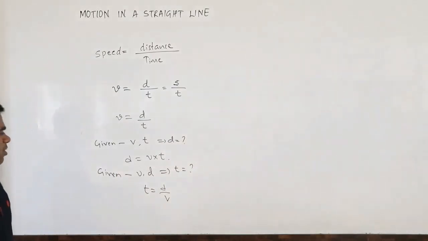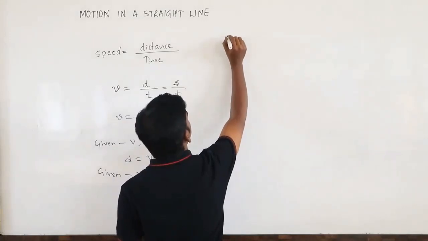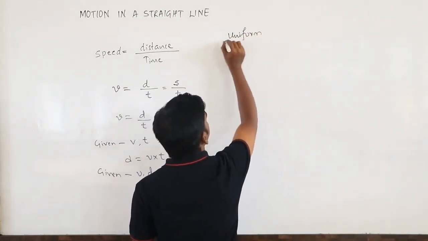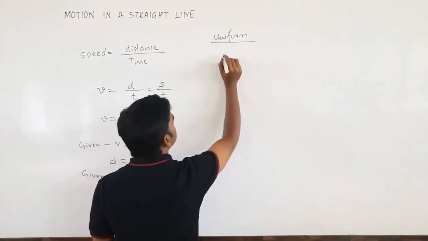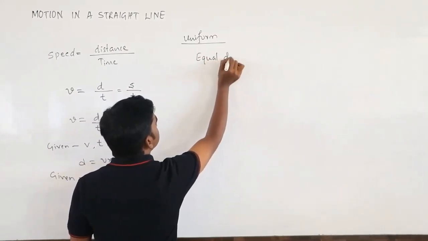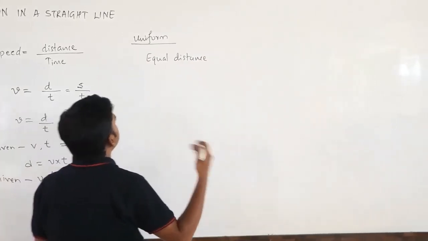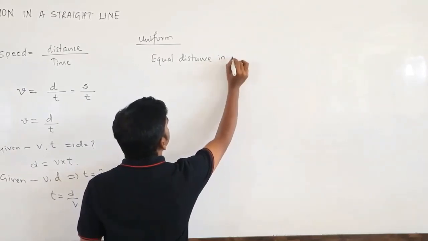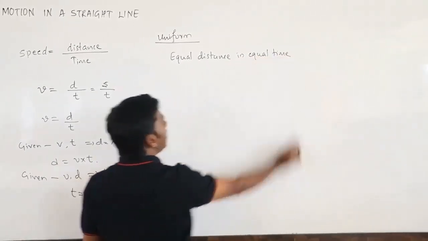Okay. So we have also discussed the types of speeds. That is uniform speed. Uniform speed means what? The object or vehicle covers equal distance. Just recall the last class. Equal distance in equal time.